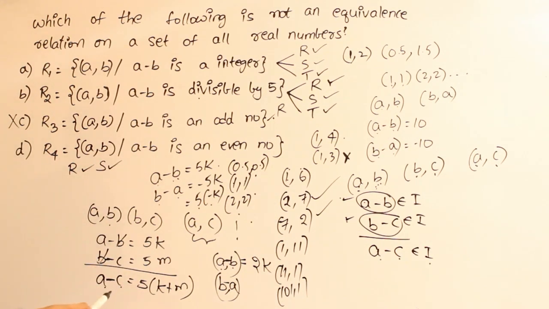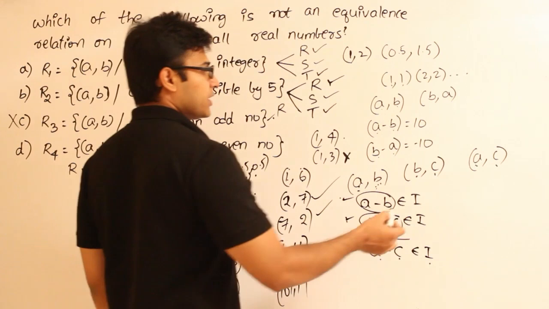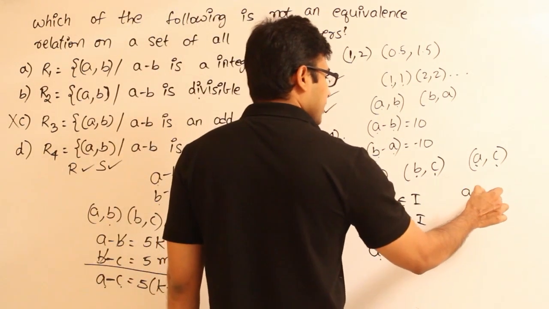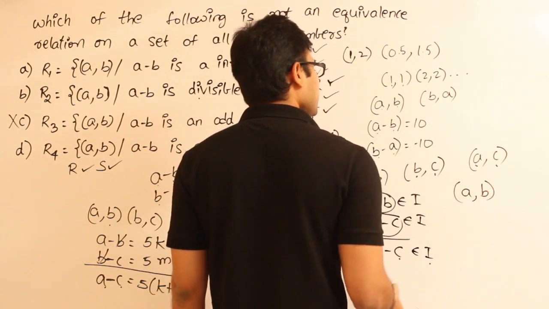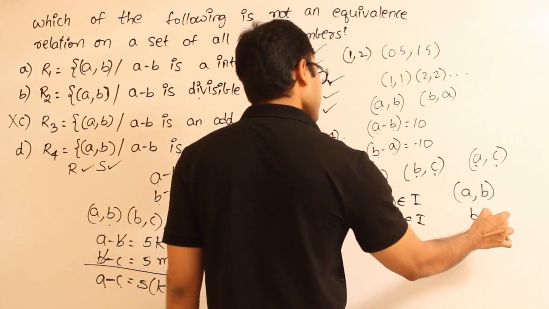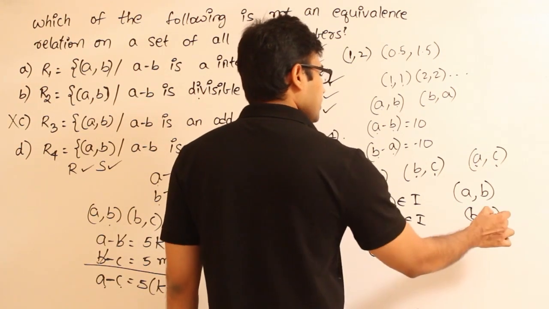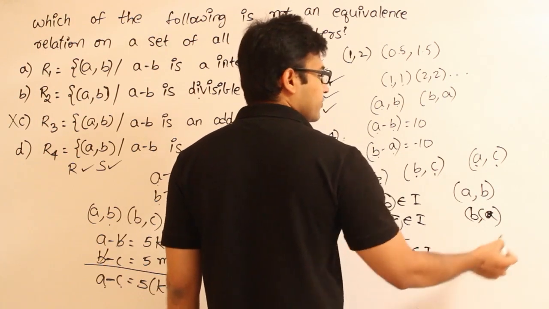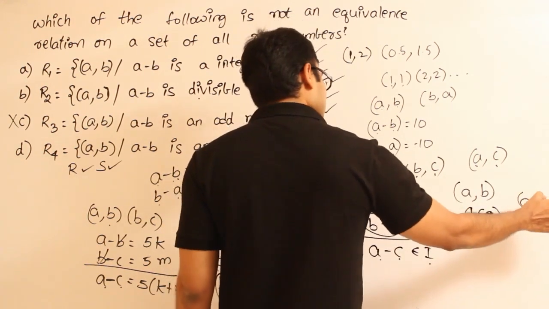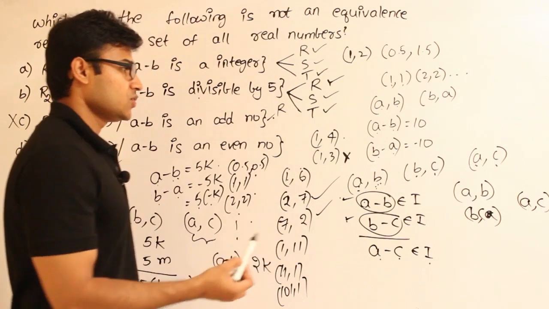What about transitivity? To prove that, we have to assume that, let us say, a comma b belongs to the relation R4, and b comma c belongs to the relation R4, then we have to show that a comma c will belong to the relation R4. How can we show it?